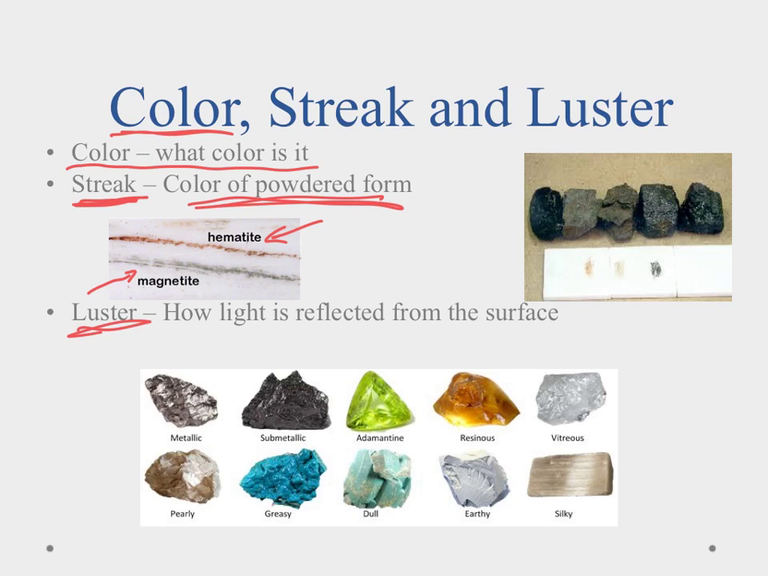Now, we also have another term called luster, and luster is simply how light is reflected from the surface. So we can see some examples here. We have metallic here, we'll have a silky kind of reflection here. You'll have a dull one, and one that looks greasy, so it's basically just how the light is reflected from the surface of it. So that gets us our color, our streak, and our luster.